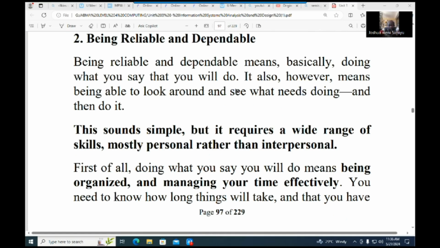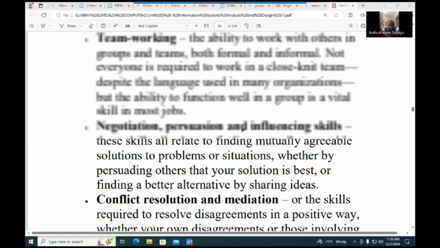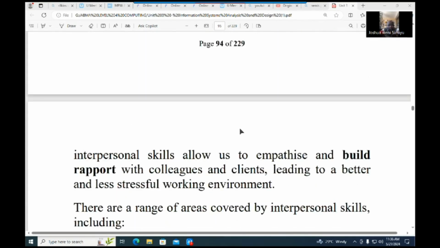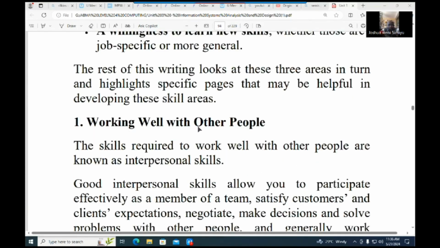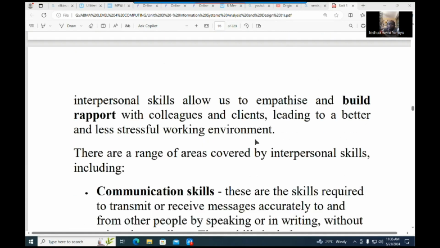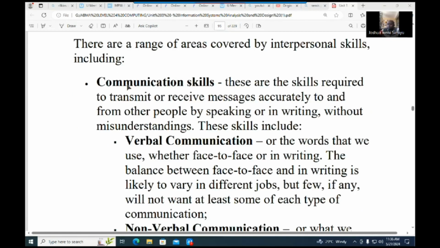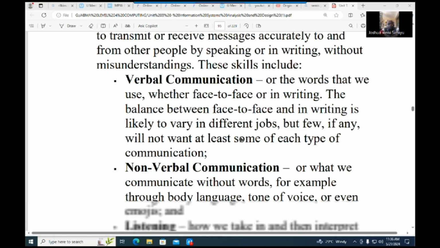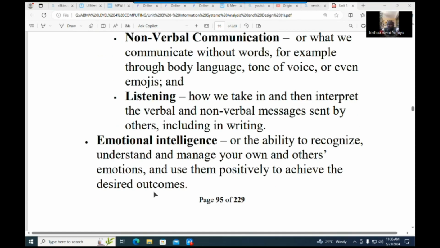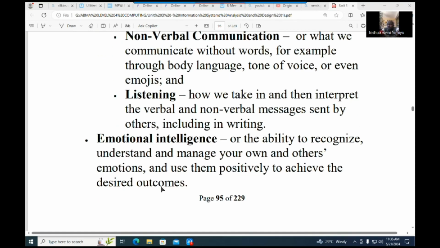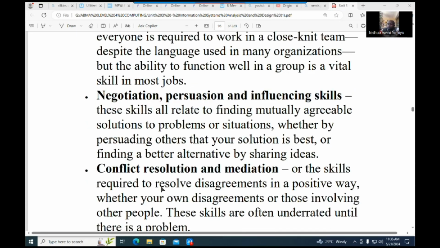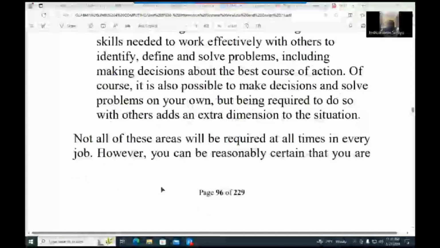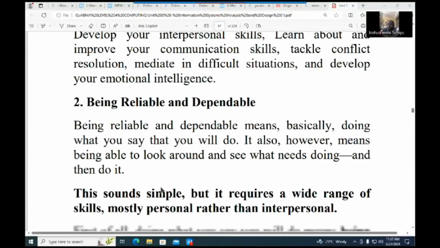Number two, the area that needs skills is being reliable and dependable. We had said the first area is working with people, and we were discussing working well with other people. Under that, we talked about the range of skills, interpersonal skills, where we talked about communication skills. Under communication skills, we talked about three types of skills: verbal communication, non-verbal, and listening. Then we moved into another skill, which is emotional intelligence. We moved to team working, we moved to negotiation, we moved to conflict resolution and problem solving.